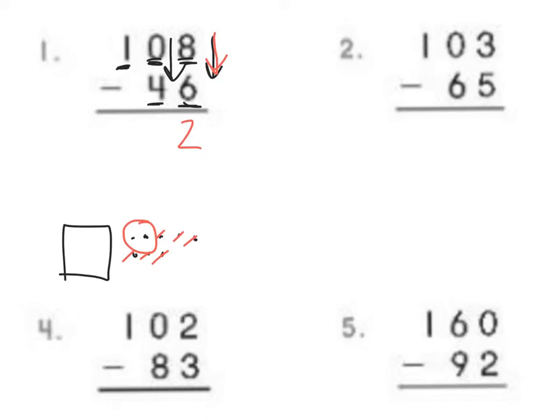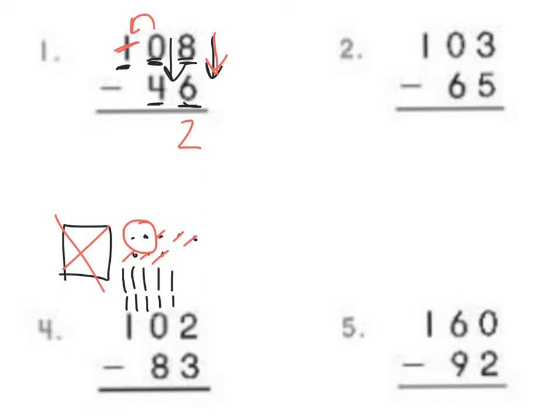Now in my tens place, I have my 0. So what I'm going to have to do is come over to my hundreds and ungroup my 100 and make it 10 tens instead. So I'm going to cross off that 100 and I'm going to make it 10 tens. 10, 20, 30, 40, 50, 60, 70, 80, 90, 100. Now I have 10 tens, which is the same thing as 100.